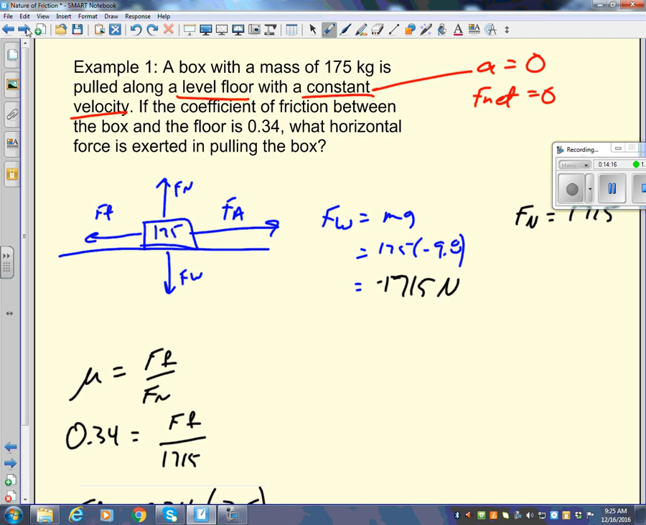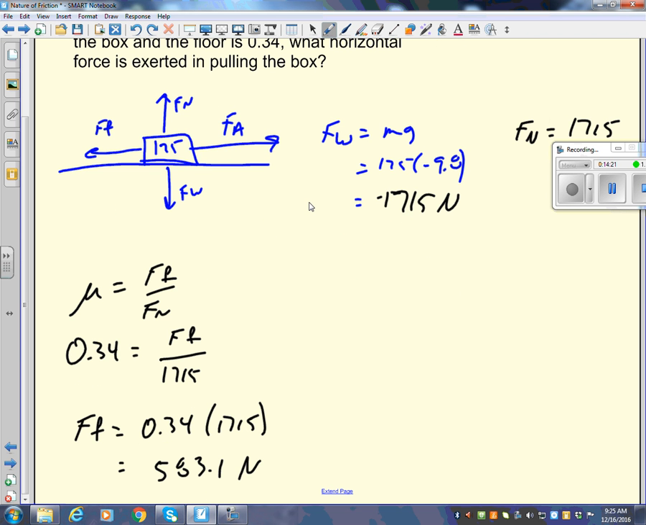Newton squared. No, not newton squared. Newtons over newtons. Oh, dude. No, that'd be newton times newtons.